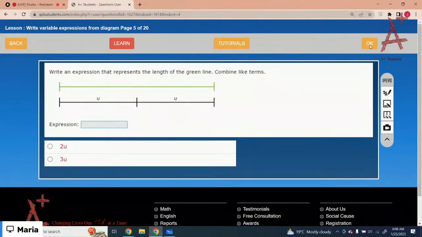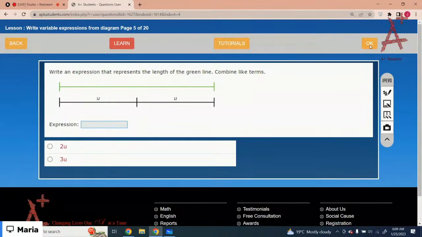Okay, the next one is write an expression that represents the length of the green line. Combine the like terms. So, which is the correct option? The length of the green line and the length of the black lines are exactly equal. And the length of the black line has two segments. They are u plus u. So, which is the correct option?